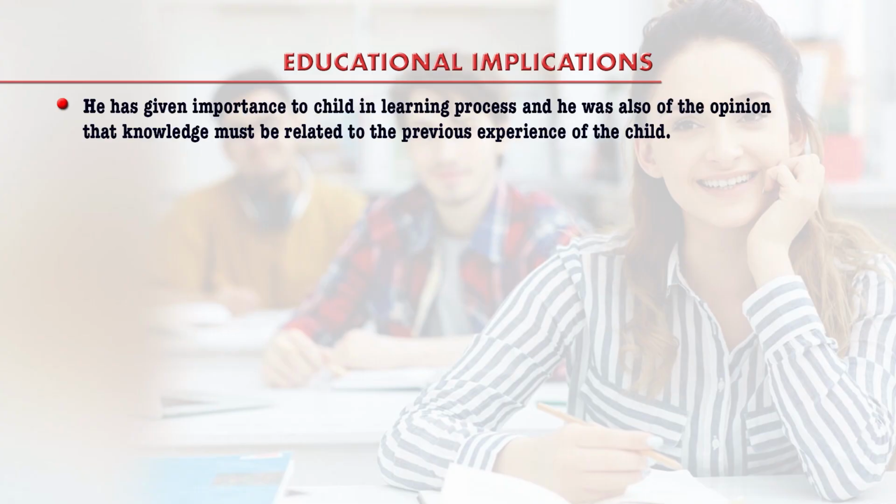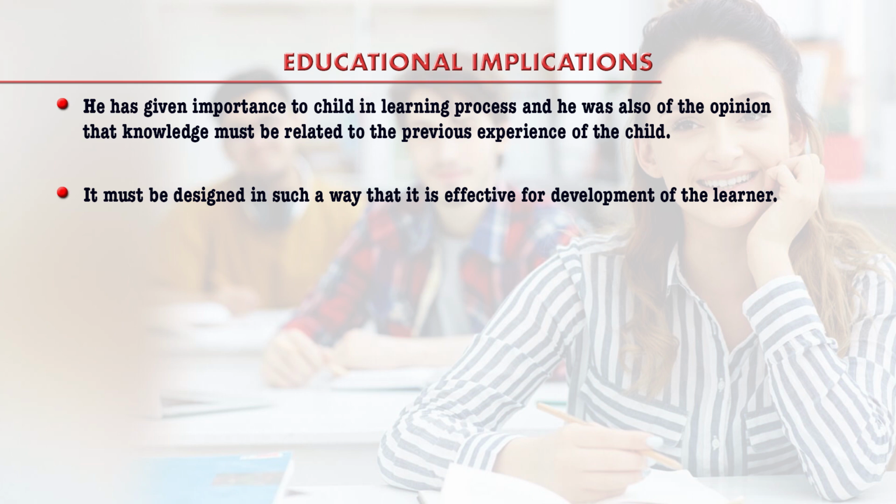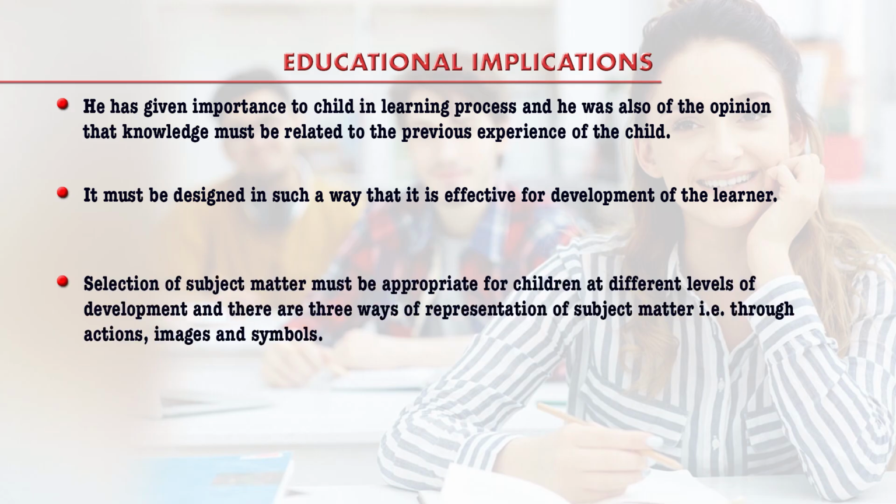Now, another very important educational implication could be, you all must have realized by this time, that he has given importance to the child in the learning process, and he was also of the opinion that knowledge must be related to the previous experience of the child. It must be designed in such a way that it is effective for the development of the learner. Selection of subject matter must be appropriate for children at different levels of development, and there are 3 ways of representation of subject matter, that is through actions, through images and through symbols.